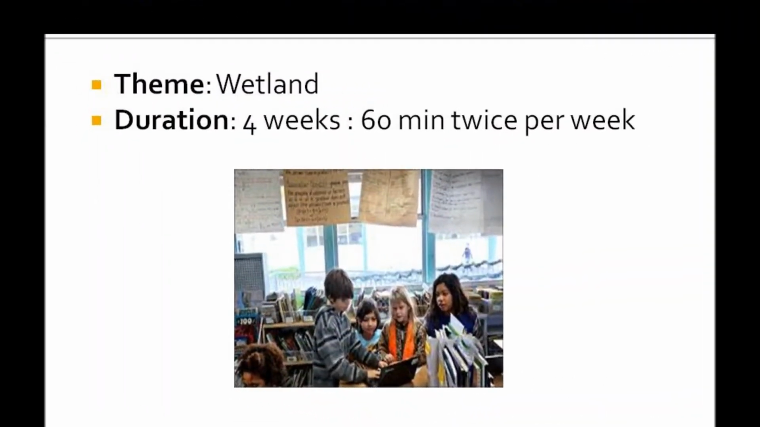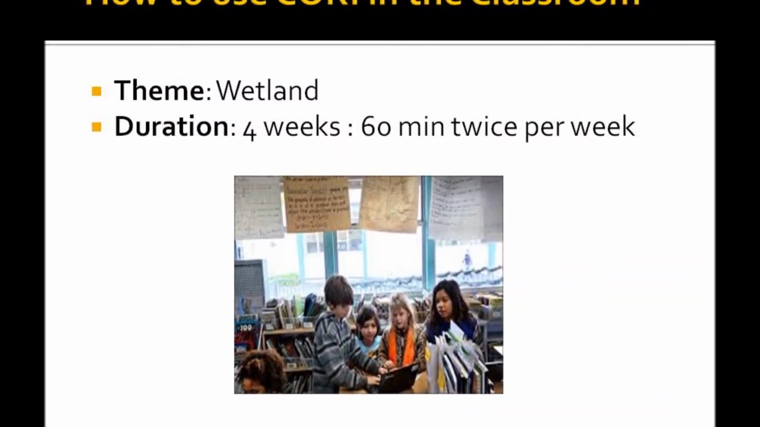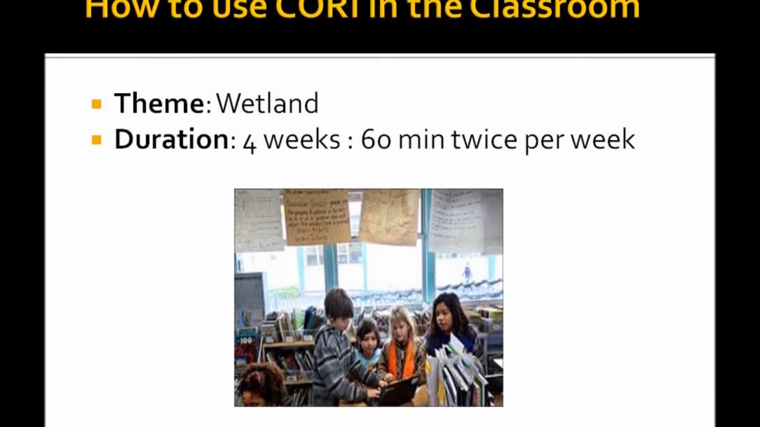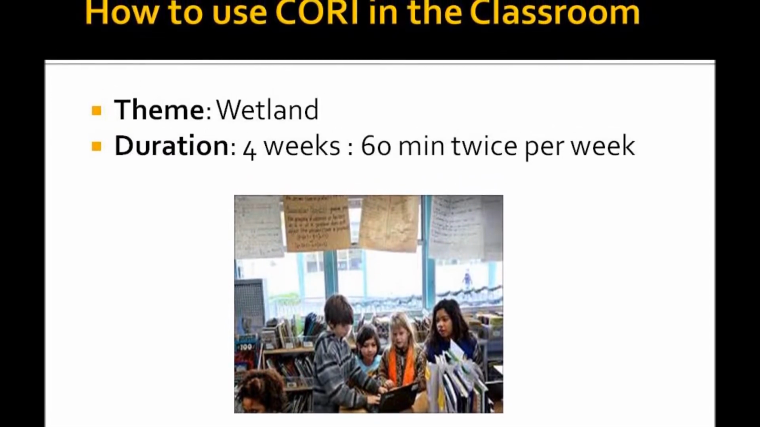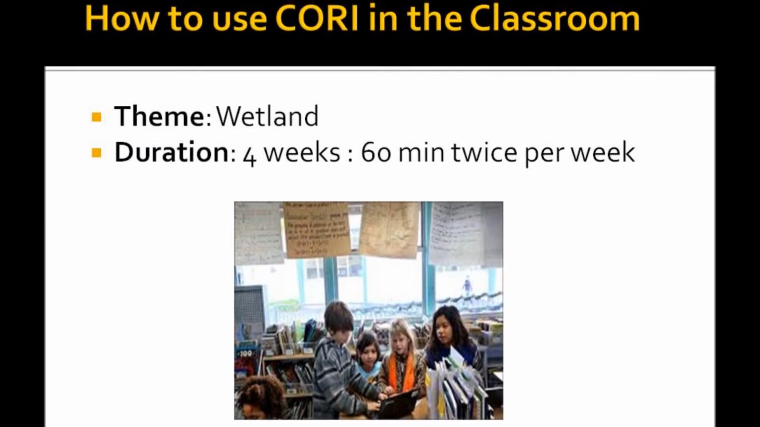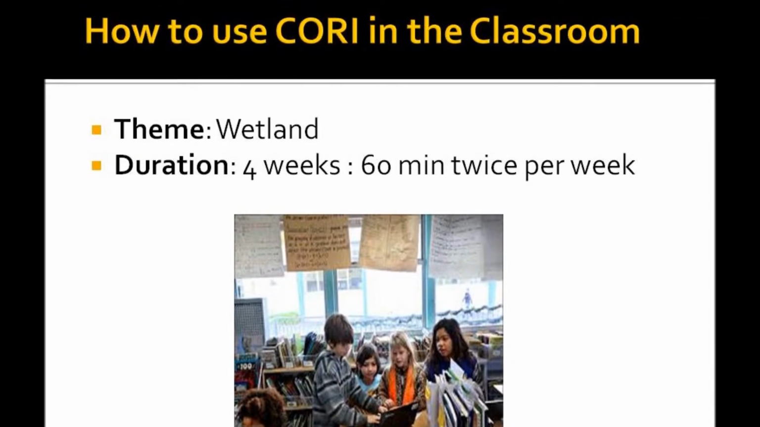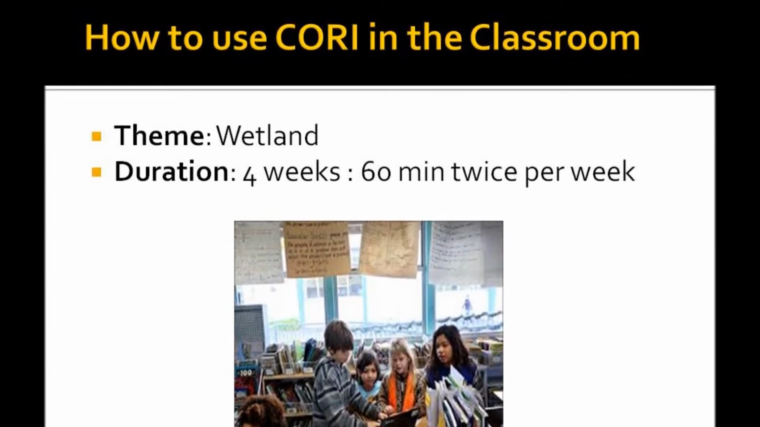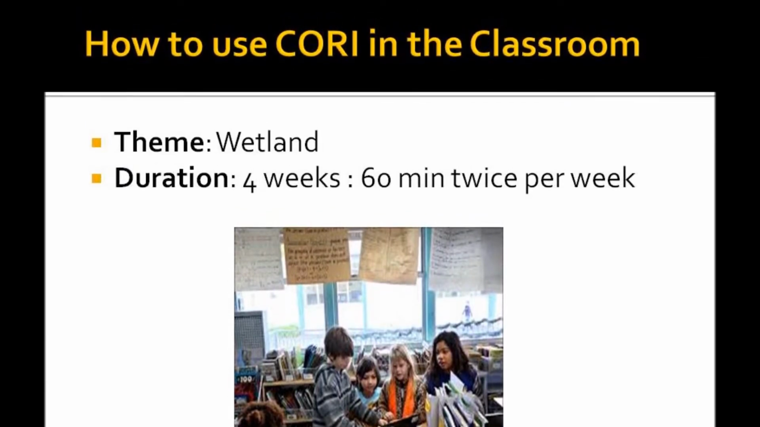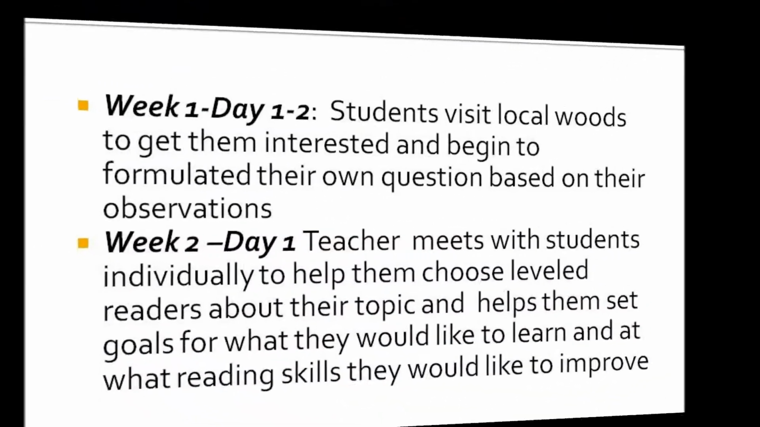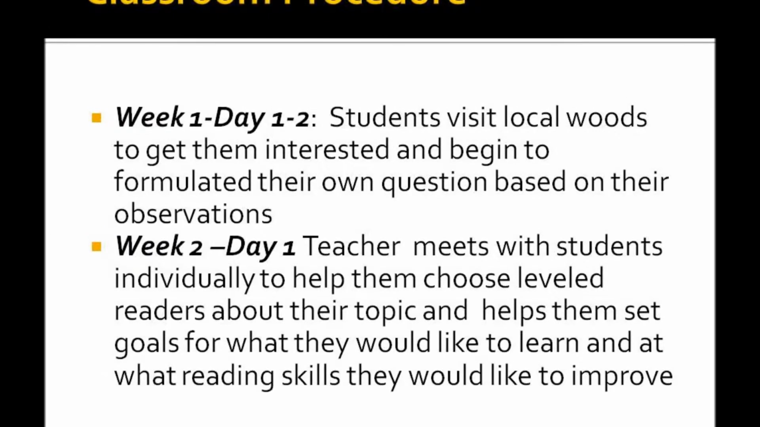Using a similar 5-segmented lesson, teachers could implement themes in their classroom using the leveled trade books, or they can gather their own books based on children's reading level and their interest. A theme could be wetland, which could last for 4 weeks with a duration of 60 minutes 2 times per week. Here are more details on how this can be done.